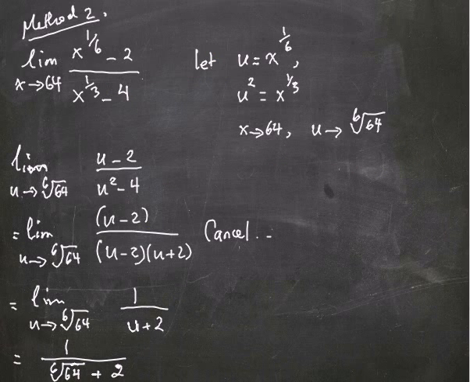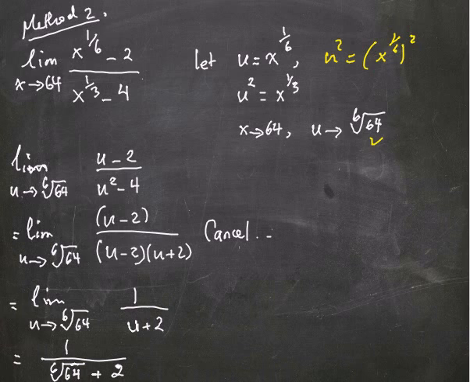Another method of doing this is by doing the substitution method. Again, let u equal x power 1 over 6. So you square u and you square x power 1 over 6. U squared equals x power 1 over 6 all squared, and you end up with u squared is equal to x power 1 over 3. Now if x approaches 64, therefore u will approach the 6th root of 64, as if I'm substituting 64 in here, and that will be u.